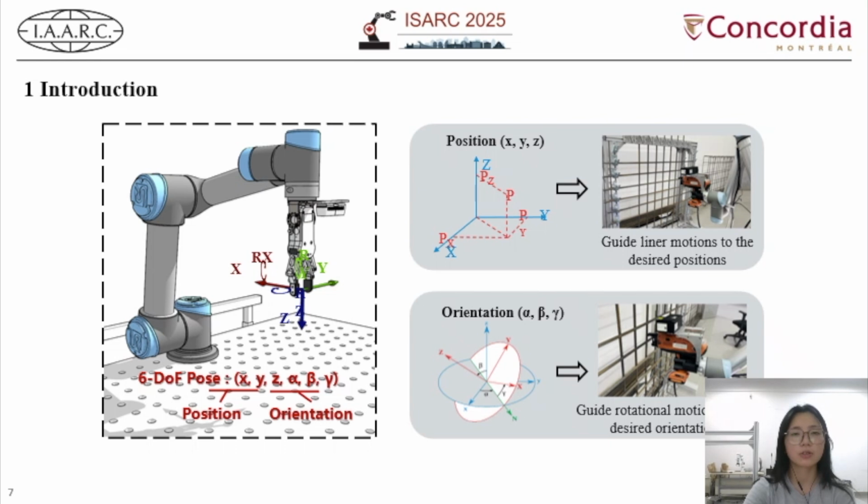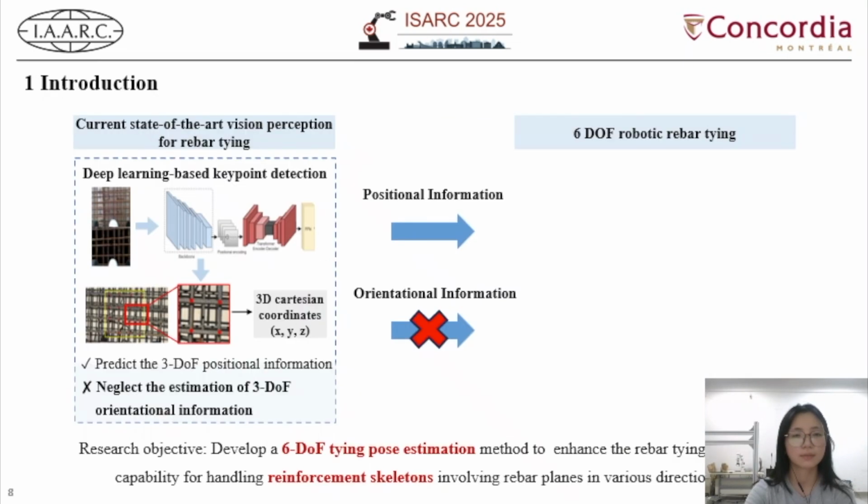Pose information is very important for 6 degrees of freedom robotic arm operation, and it consists of both positional and orientational components. This brings us to the core research problem.